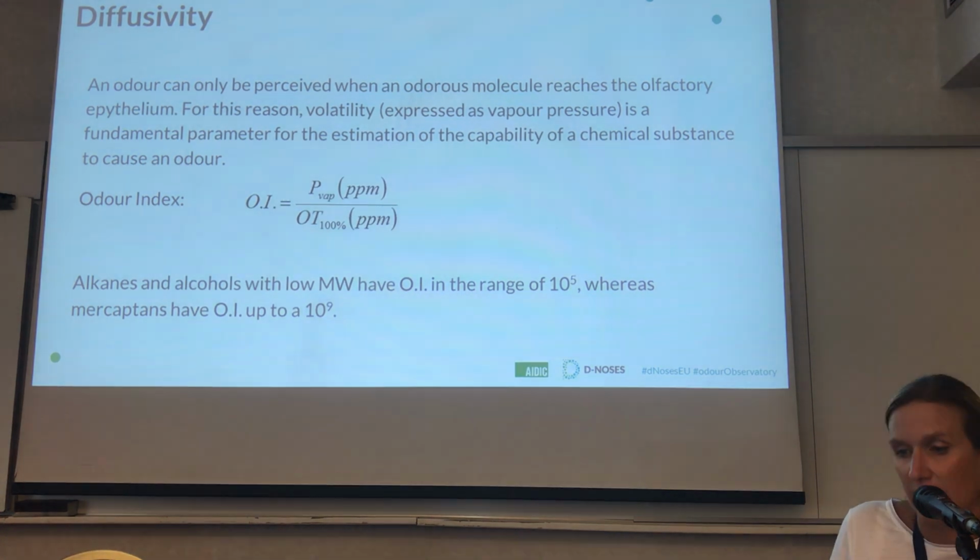Typically, alkanes and alcohols with low molecular weight have an odor index in the range of 10^5, which is low, whereas mercaptans, which are very odorous, have odor index values that reach up to 10^9.